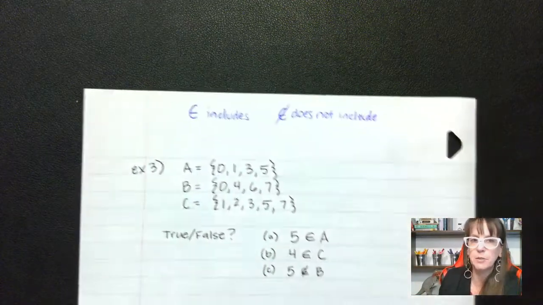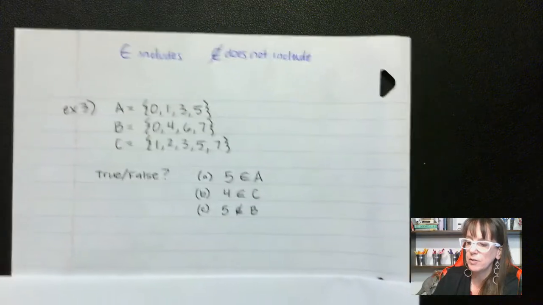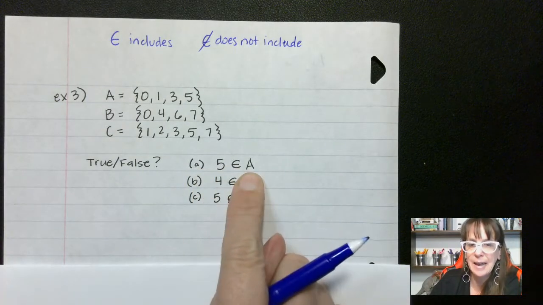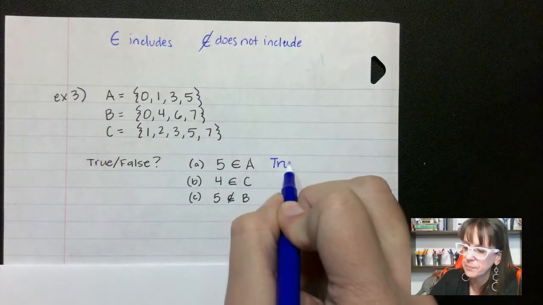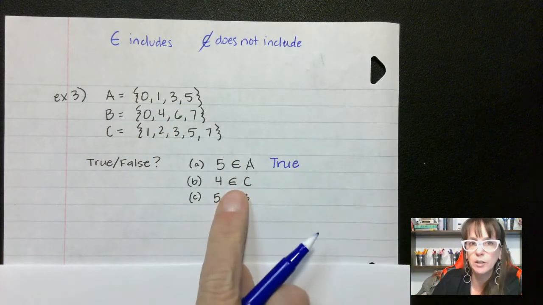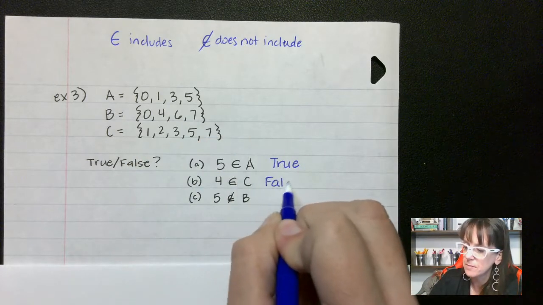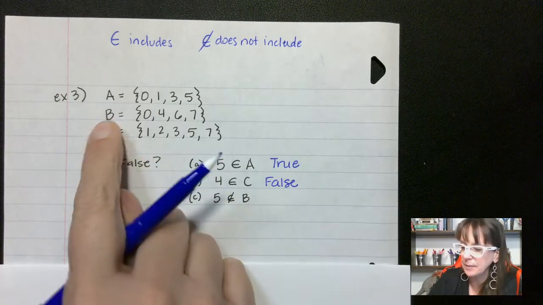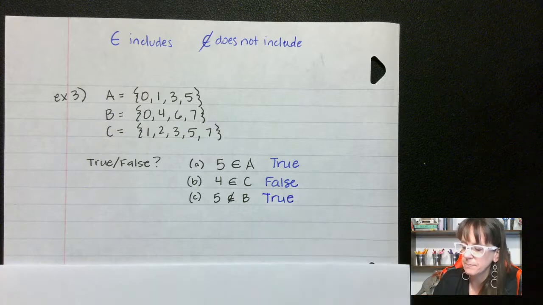Well, when we look at example number 3 here, we want to see if these are true or false. What this is asking us for A is, is 5 included in A? So we come up to A, I see 5, so this would be true. Is 4 included in C? No, so it's false. Is 5 not included in B? That is true, because there's no 5 in B.